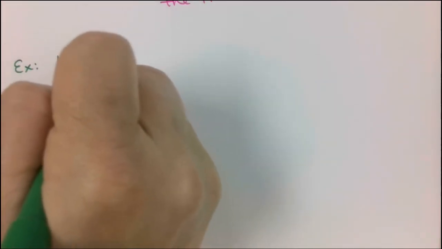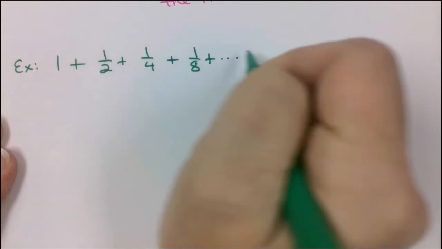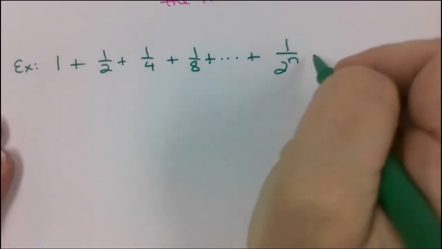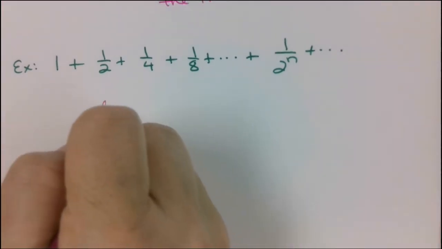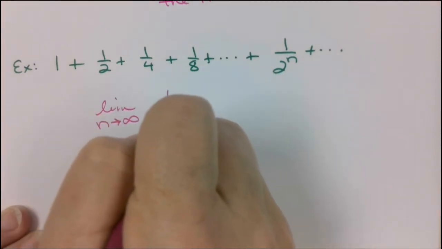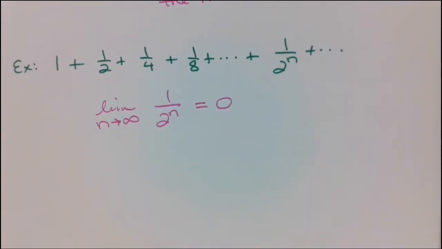Let's look at another example. If I have 1 plus 1/2 plus 1/4 plus 1/8, 1 over 2 to the n is our general term here. In this case, if I consider the limit as n goes to infinity of my general term 1 over 2 to the n, this one does equal 0.